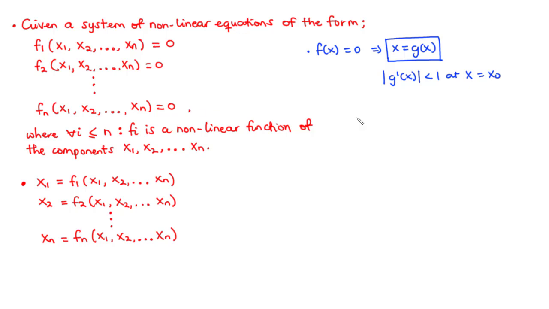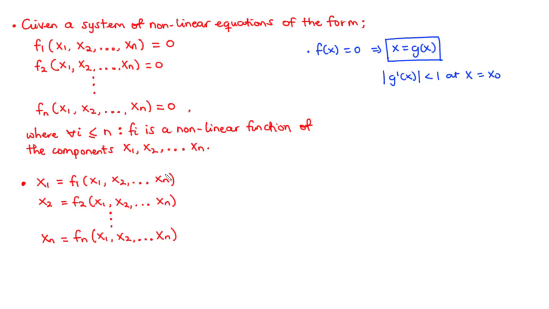Now in this lesson, we are going to extend this same concept to systems of nonlinear equations, or better still, functions of several variables. So given a system of nonlinear equations of the form f1 of x1, x2 through to xn equals 0, f2 of x1, x2 through to xn equals 0, and then fn of x1, x2 through to xn equals 0, where for all i less than or equal to n, fi is a nonlinear function of the components x1, x2 through to xn. How do we find the solution or the roots to this system of nonlinear equations?